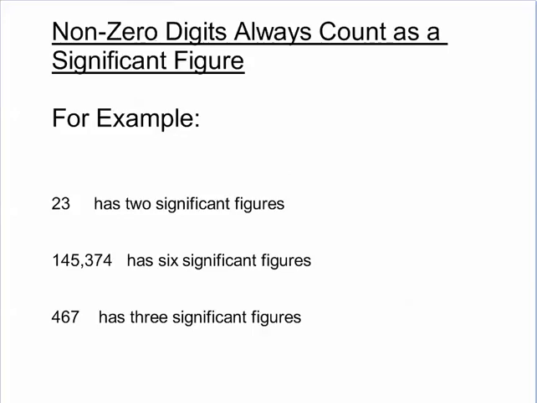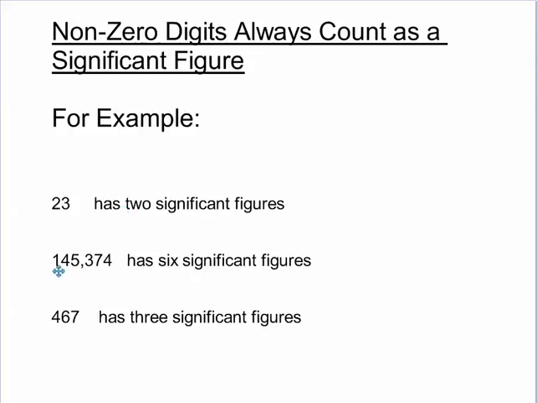Our first rule is that any non-zero digit counts as a significant figure. For example, the number 23 has two digits in it, and both of them are non-zeros. So that means that the 2 is significant and the 3 is significant. So we would say the number 23 has two significant figures.